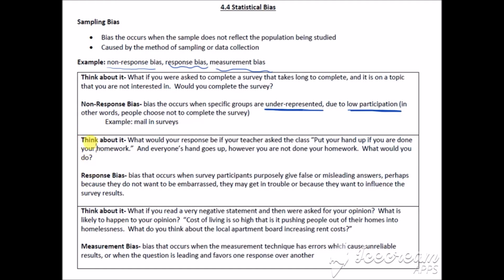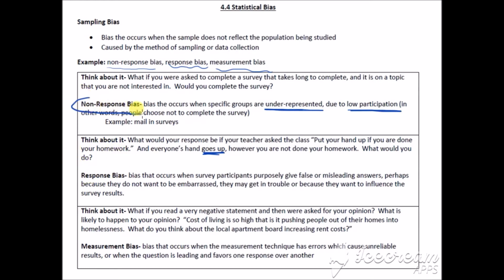Okay, next one. Think about it. What would your response be if your teacher asked the class, put your hand up if you're done your homework, and everyone's hand goes up? However, you're not done your homework. What would you do? Well, if everyone else's hand is going up and you're not done your homework, you're probably going to put your hand up anyway, right? So this is called a response bias.